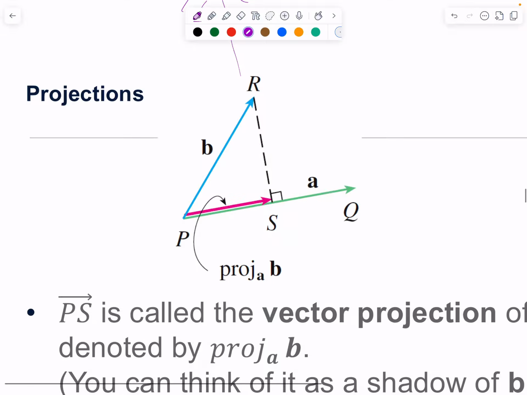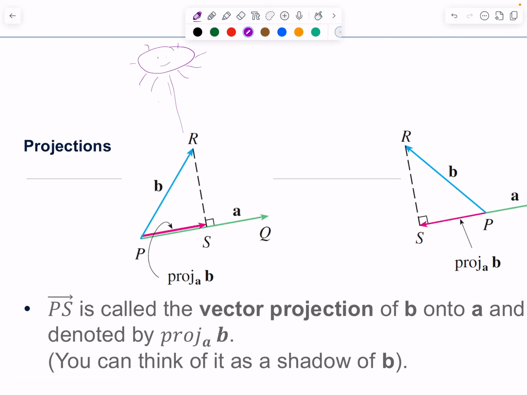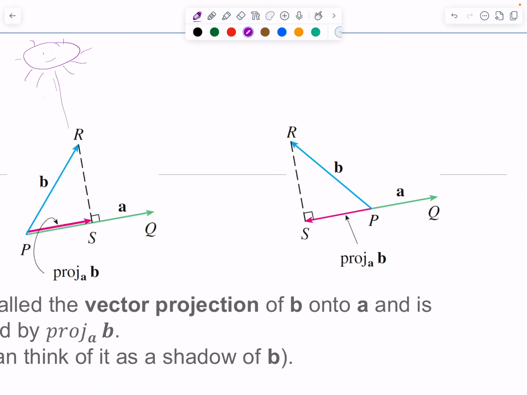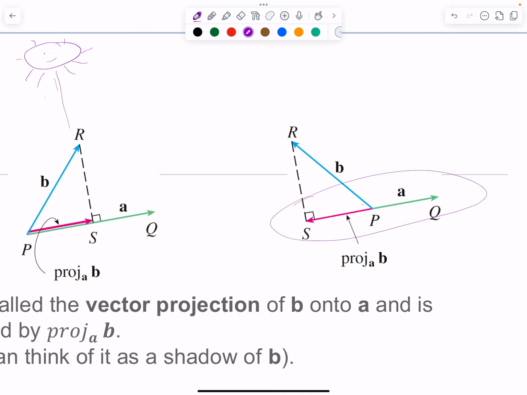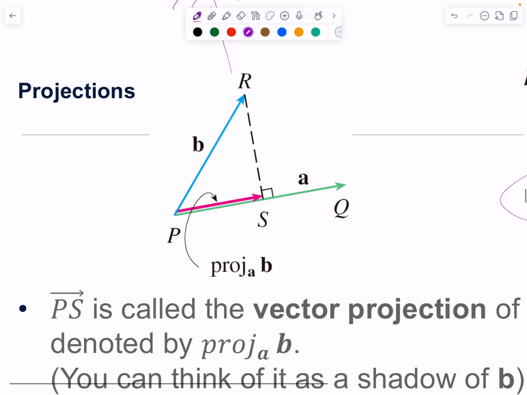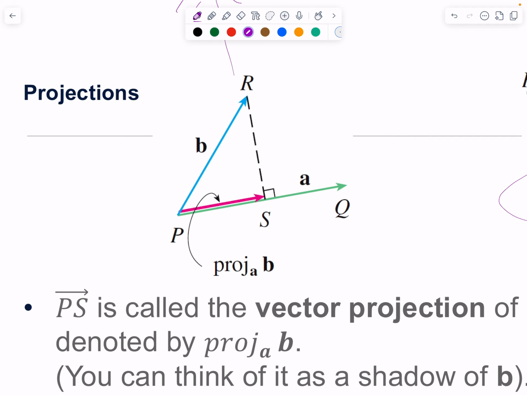It's pretty easy to figure out the formula for this. One other thing is that if vector B is kind of pointing away from vector A, it's okay. The shadow is just going to end up falling on the ground behind vector A, if you will. So this is what the picture looks like if you have an obtuse angle between the two vectors. Anyway, you can pretty easily figure out this vector projection.